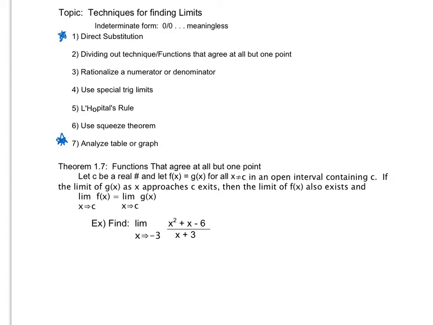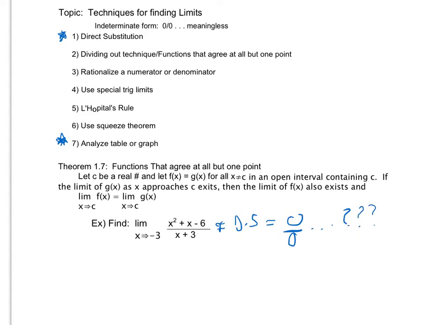Find the limit as x approaches -3 of x squared plus x minus 6 all over x plus 3. So first thing I notice is if I try to do direct substitution, on top I get 9 minus 3 minus 6 equals 0, and on the bottom -3 plus 3 equals 0. So direct substitution gives 0 over 0. I don't know what's going on.